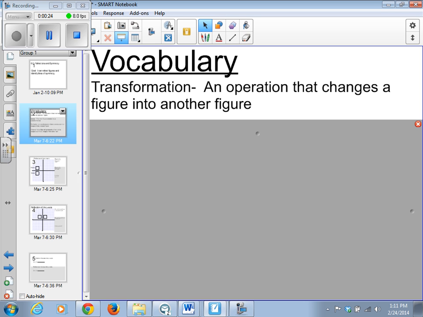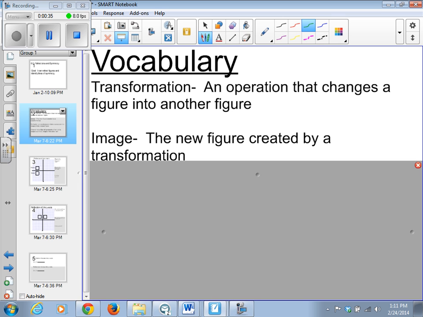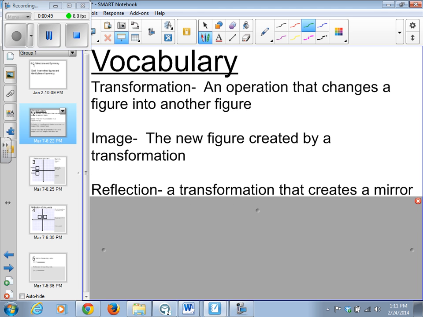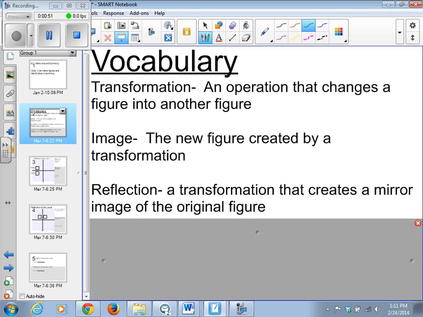A transformation is an operation that changes a figure into another figure. An image is the new figure created by a transformation. So you start with one shape or figure and then we change it into an image. And a reflection is a type of transformation that creates a mirror image of the original figure.